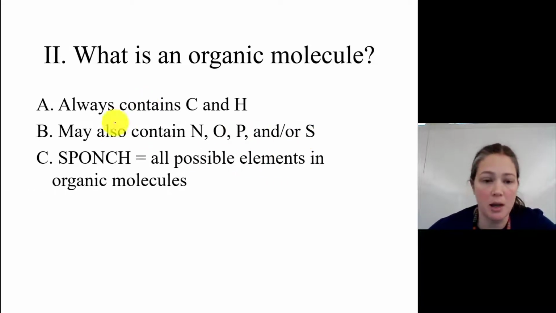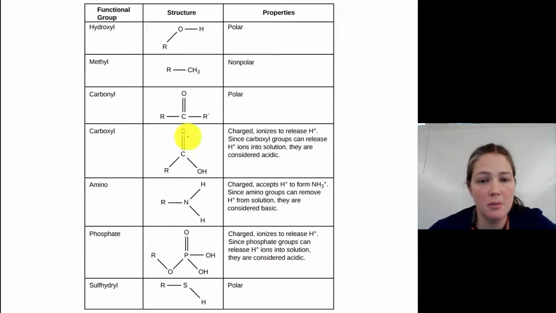So I use the mnemonic SPONGE to remember all the possible elements in organic molecules. You should study and be familiar with these different functional groups. These are just collections of atoms that you find frequently in organic molecules. Anytime you see an R, that means it's variable. So this OH is the hydroxyl group, and it's attached to something, right? Some other larger molecule. And so you should be familiar with these.